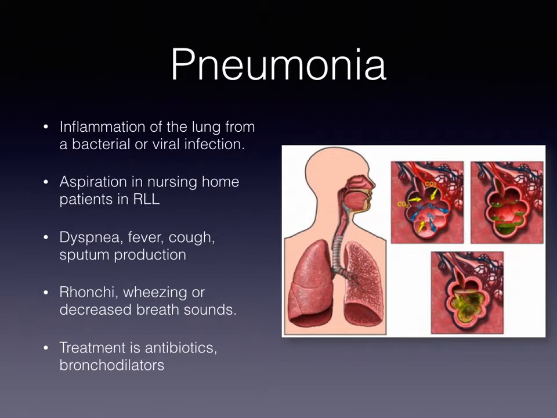Pneumonia presents as shortness of breath, fever, cough, and sputum production. Usually they'll have rhonchi, wheezing, or decreased breath sounds when you listen. The treatment here is antibiotics and bronchodilators.